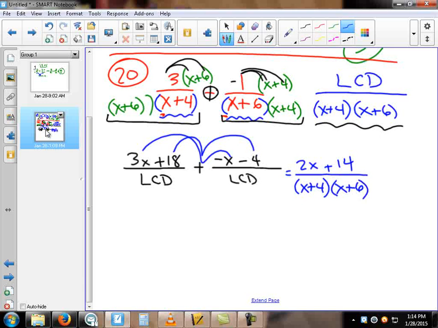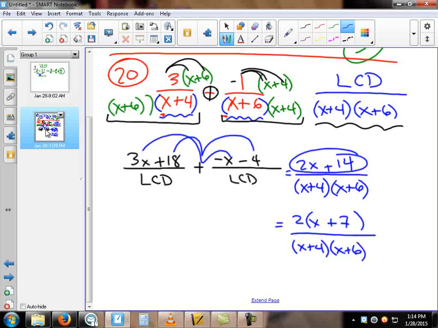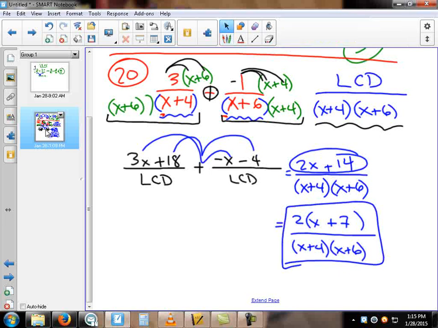Now I always want to look back and make sure that I can't factor still. Well, look at the top here. Both of those numbers are divisible by 2, meaning my final answer should be 2 times x plus 7, because that would give me the 2x and the 14, over x plus 4 and x plus 6. Does anything cancel? Nothing cancels, and there's my final answer. We have to develop this idea of a common denominator to be able to solve these problems.